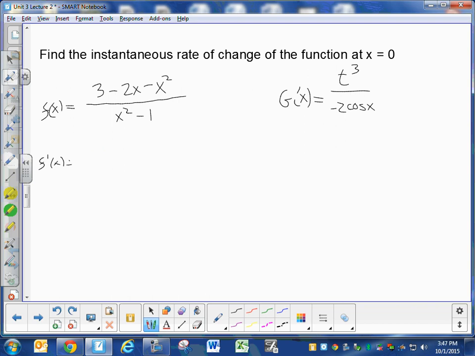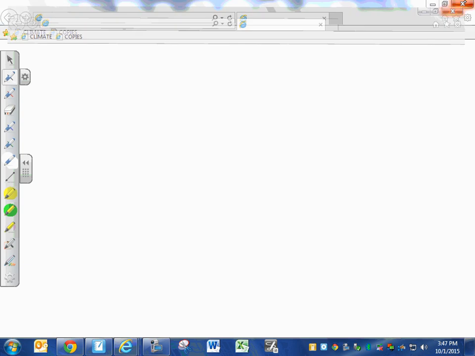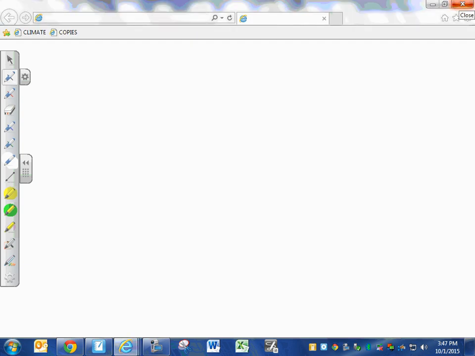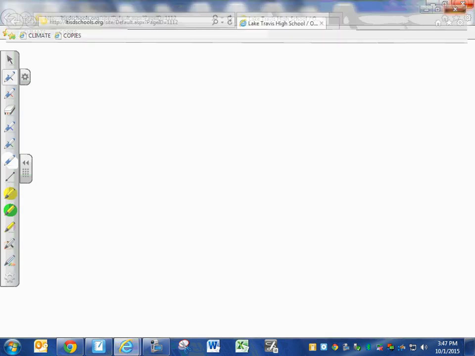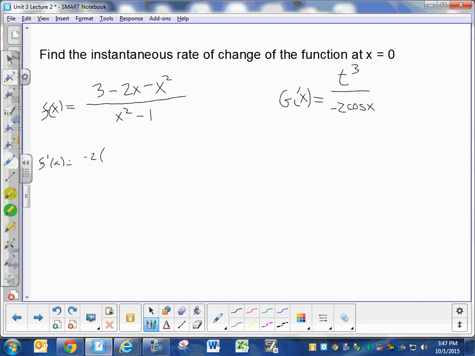So that would be the derivative of the top. Sorry, that would be, the derivative of the top, which would be negative 2 minus 2x, times the bottom. Use a lot of parentheses when you're doing the quotient rule. Minus the derivative of the bottom, times the top, all over the bottom squared.